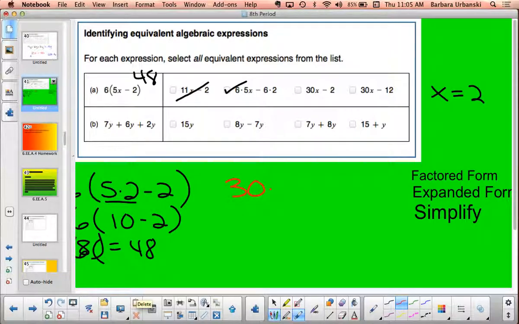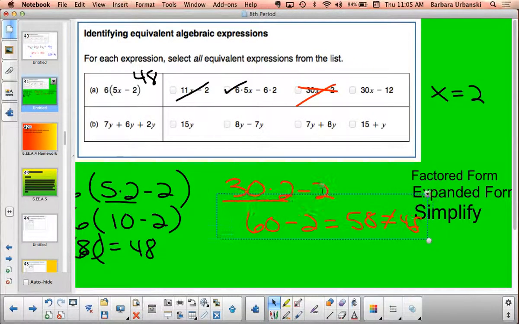We have 30 times 2 minus 2. Notice I substituted the x with the 2. 30 times 2 is going to give us 60 minus 2. 60 minus 2 will give us 58. That does not equal our 48. That would not be correct, and we knew that as well.